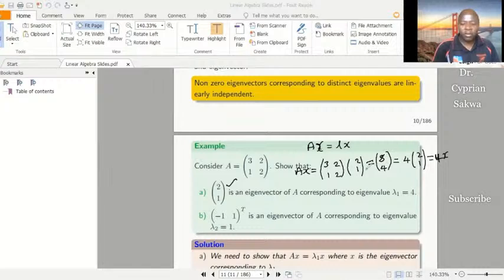You know how to multiply these vectors. And when I look at it, I can factorize 4 outside and I would have (2, 1). And this is just 4 times the vector. So the vector was this, vector x. So that means, therefore, that it's true that (2, 1) is an eigenvector of A corresponding to eigenvalue 4.